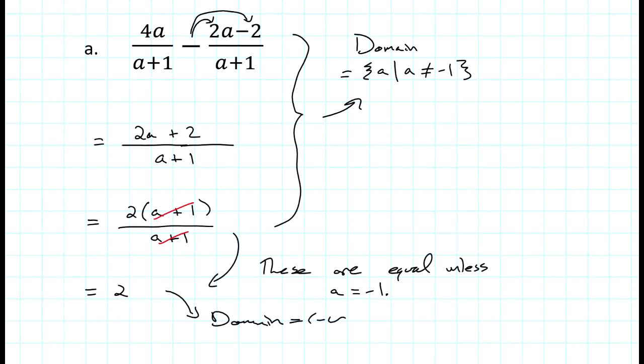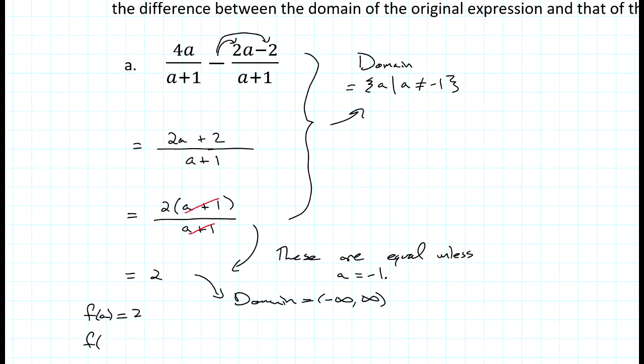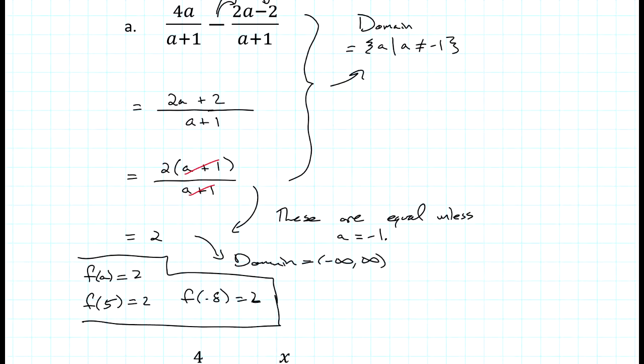The domain of the final expression, that's all real numbers. There is no denominator. I could plug in any a value and I would always get 2 out. It's a little weird to think of it like that, but if I think of this as like a function, right? Say f of a equals 2 as the function, then I could say f of 5, well, that's 2. F of negative 8, that's still 2, right? So that's how we're interpreting that 2 there. Cool. All right, that's it for that problem.